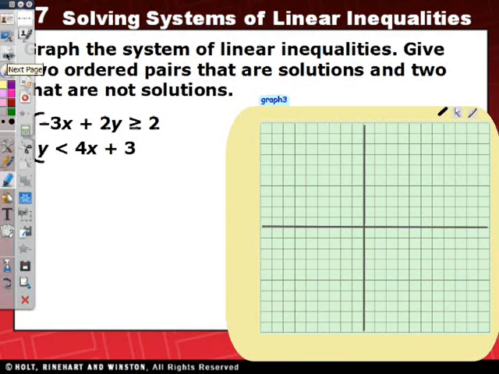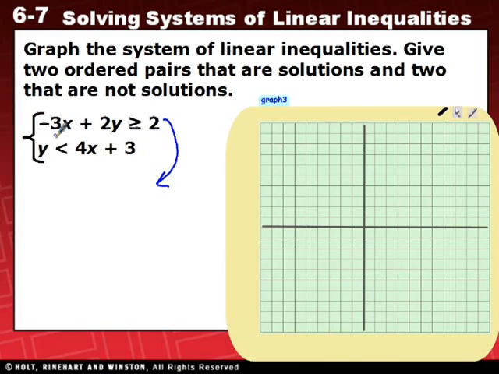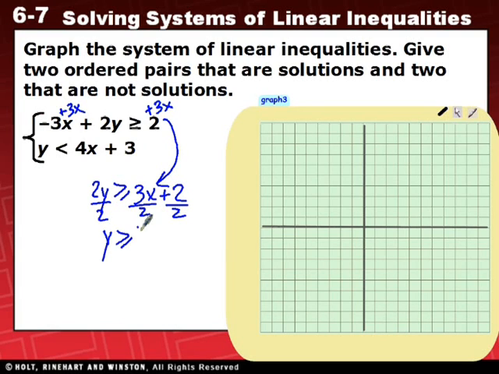And on this one, we have to do a little bit of solving for y, so it makes it a little bit trickier. So let's get this first equation solved for y before we do anything else. Okay, so let's take this down here. So I'm going to add 3 x's to both sides. And I get 2y is greater than or equal to 3x plus 2. And divide everything by 2. There's no negatives, which is nice. And I get y is greater than or equal to 3/2 x plus 1.